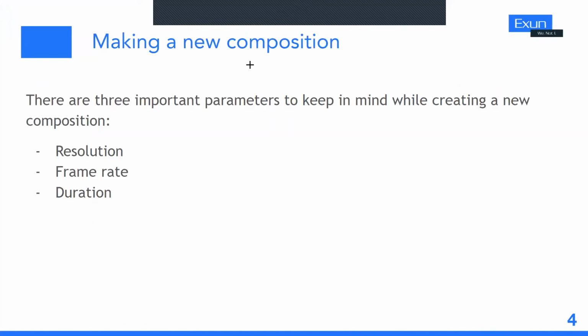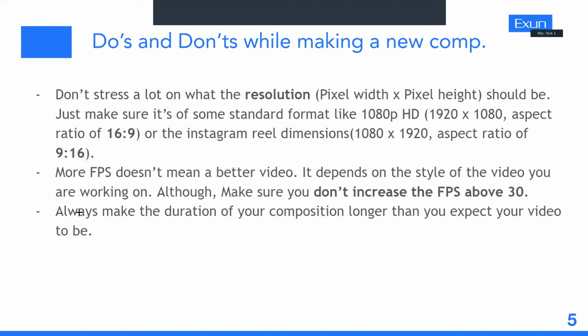The next part is how we made a new composition. We use Control N to make a new composition. These are the three main things that we changed, which were the resolution, the frame rate, and the duration of your composition. The few do's and don'ts are that you should not stress a lot more about the resolution.